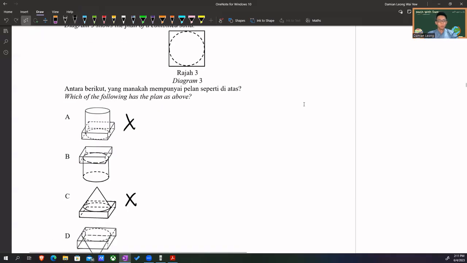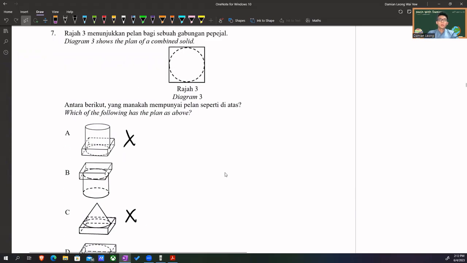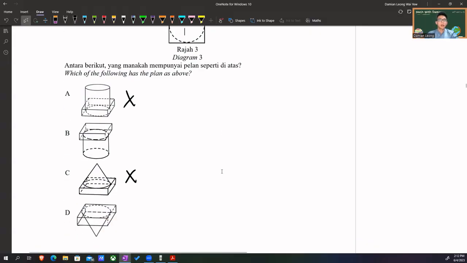Okay. But if we look at B and D, the difference between B and D is, the D is a cone. So when it's a cone, you should be able to see the dot in the middle, but it doesn't have any dot here. So it must be B.